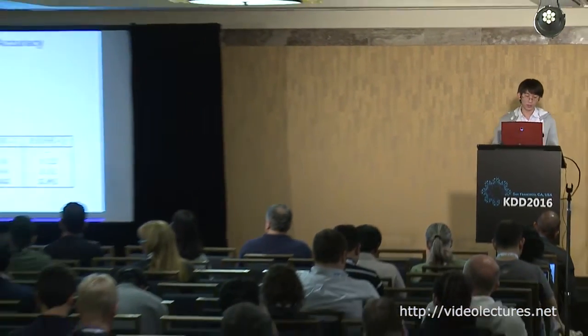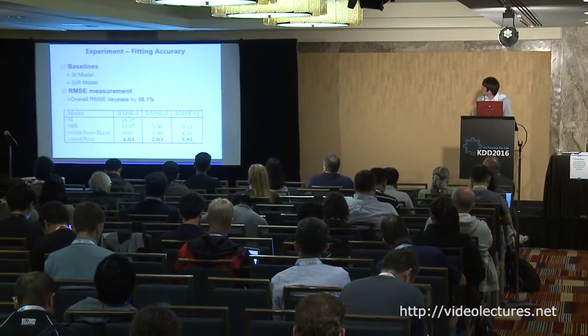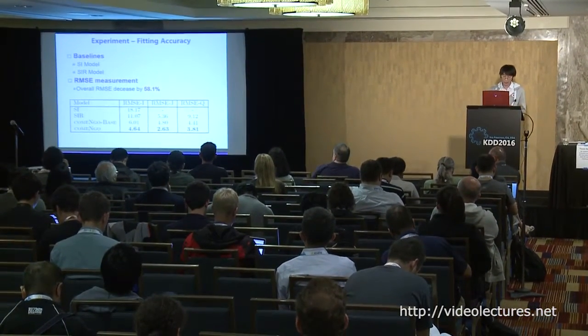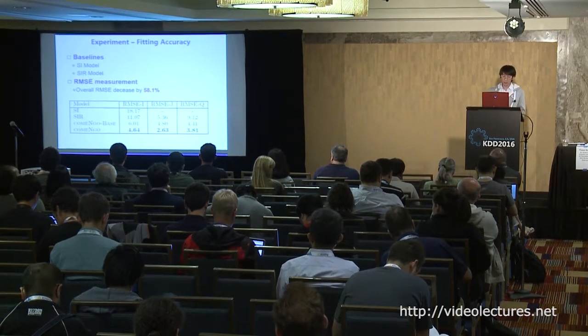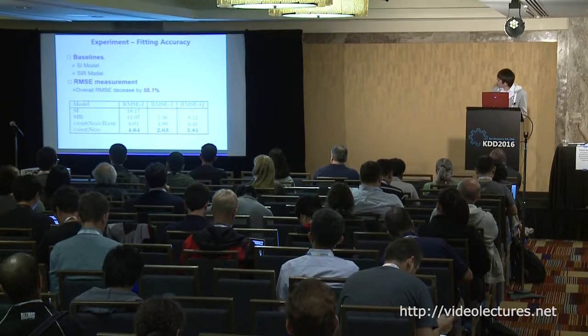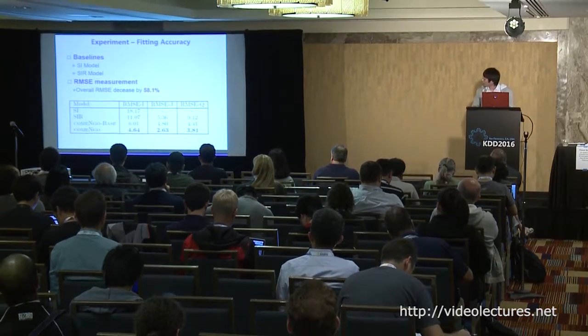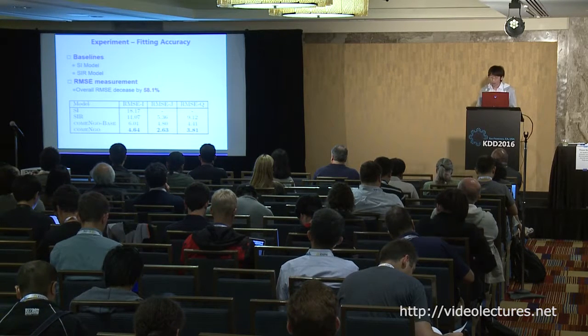We use RMSE to measure the fitting accuracy. Come-and-go-base is the version where we don't consider the burst, and come-and-go is the version where we consider all mechanisms. We can find that compared with the SI and SIR models, our model performs better. We decrease the RMSE by more than 50%.